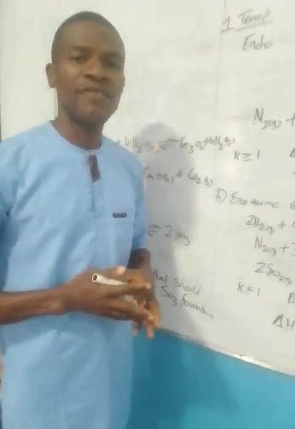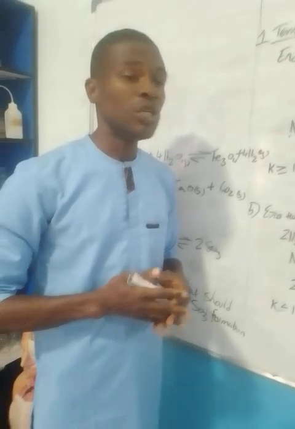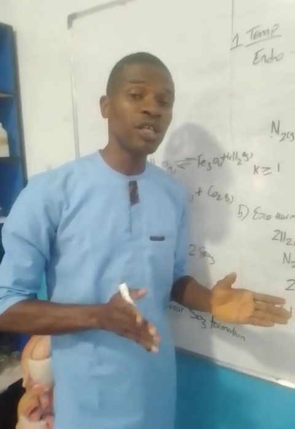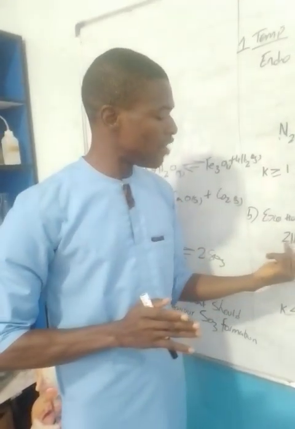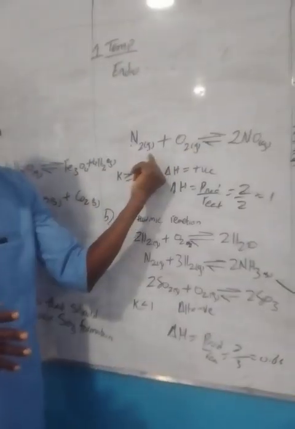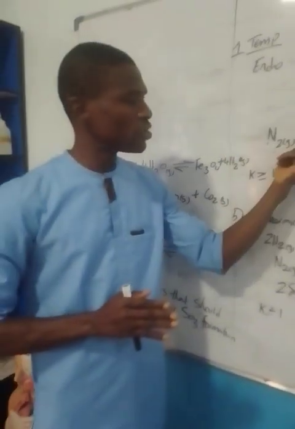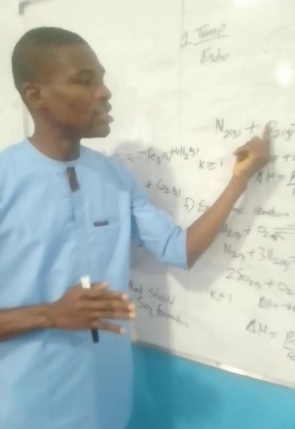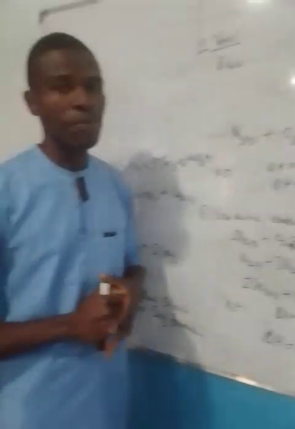Now, what are the factors affecting pressure in equilibrium? One, the number of moles of reactants and products should not be equal. Because if the number of moles of reactants and products are equal, pressure cannot take place. Can pressure take place in this reaction? No. Because the number of moles in the reactant is 2, and the product is 2. So pressure cannot take place.